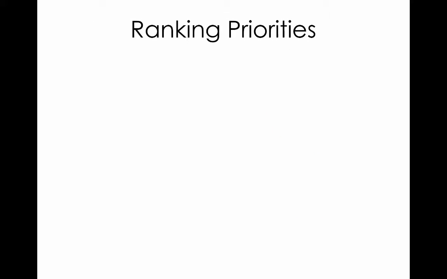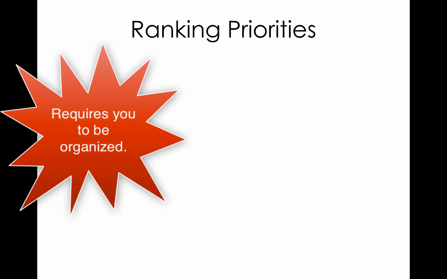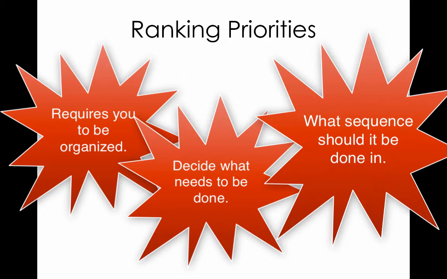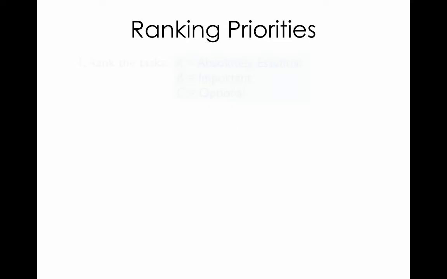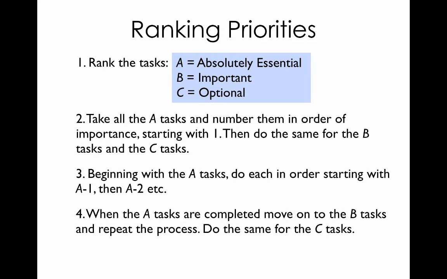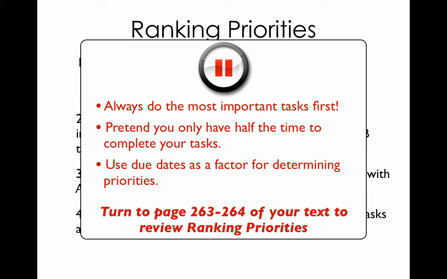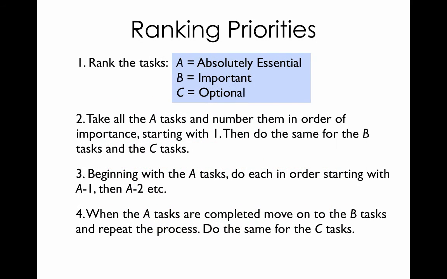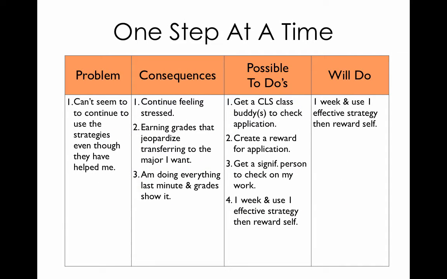The first strategy is ranking priorities. It requires you to be organized and intentionally decide what needs to be done and the sequence for accomplishing each. So basically, you chunk the tasks into 3 groups, an A, a B, or a C, and then prioritize within each. Keep in mind, things like laundry are not absolutely essential. It's usually optional, but the longer time goes on and the more it doesn't get done, it probably does move up the priority scale.